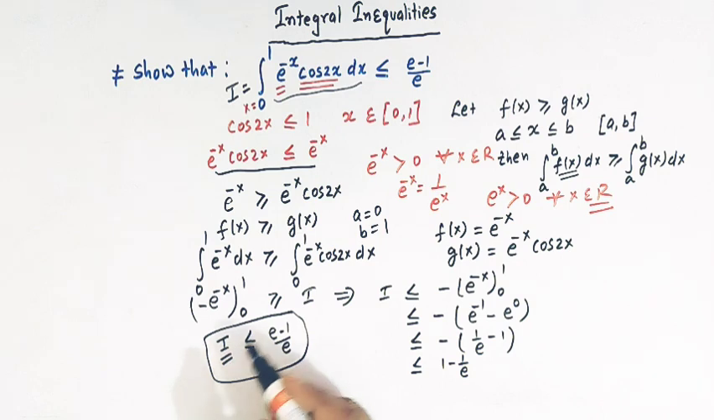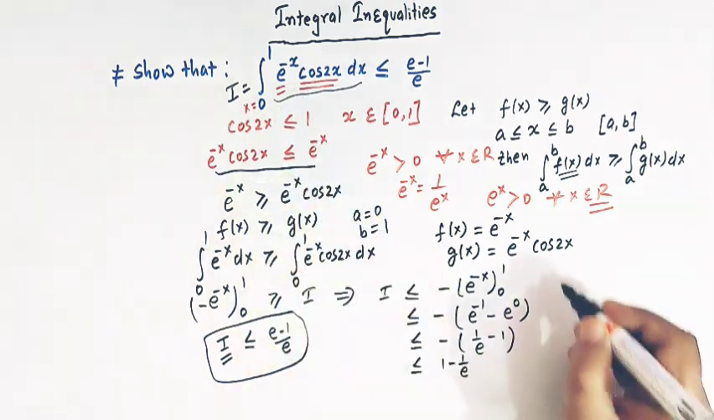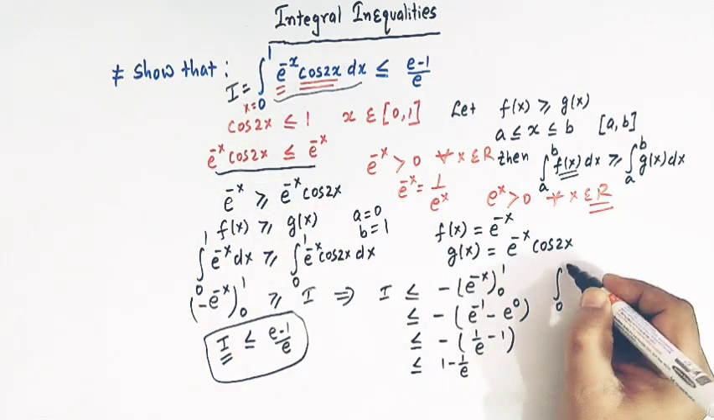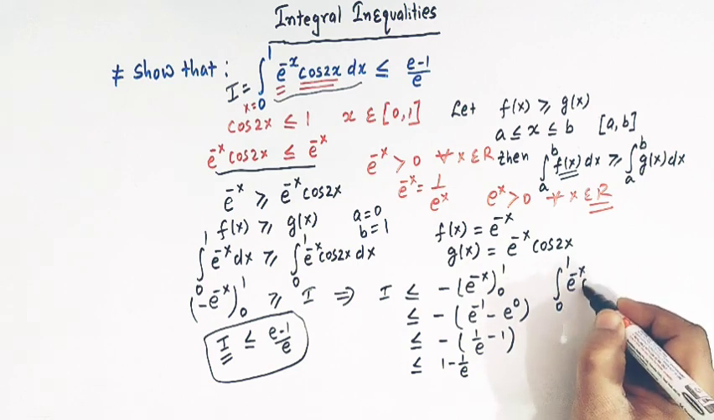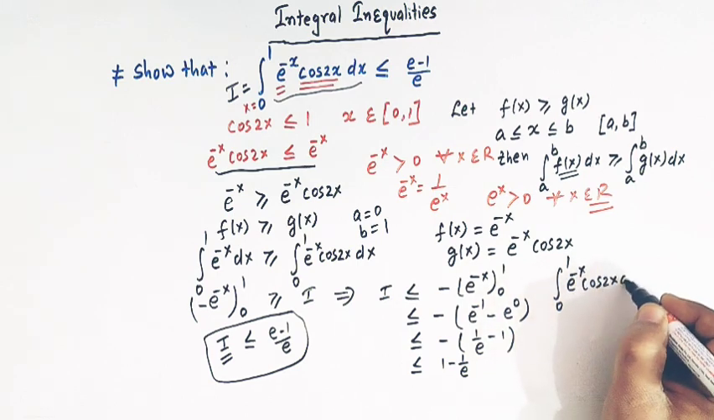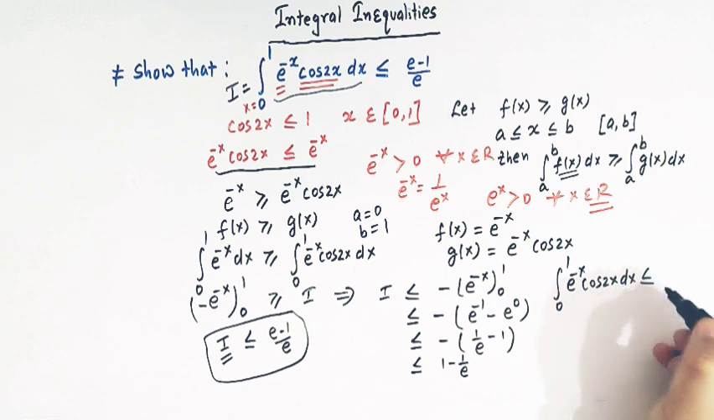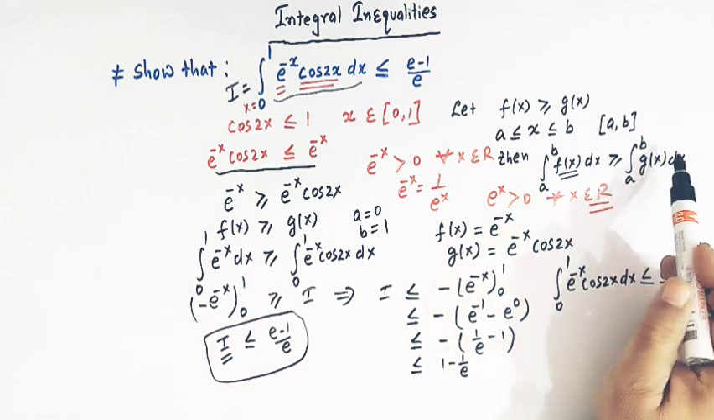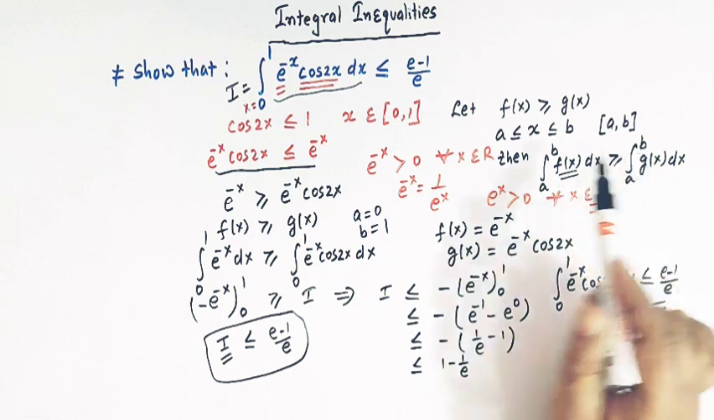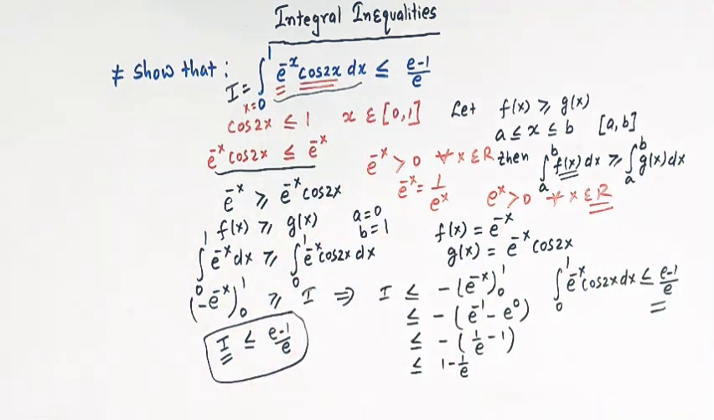So here our I is this integral, so we can also write it as the integral 0 to 1 e raised to minus x cos of 2x dx is less than or equal to e minus 1 over e. So viewers, this is how by the application of this property we can solve these kind of problems.